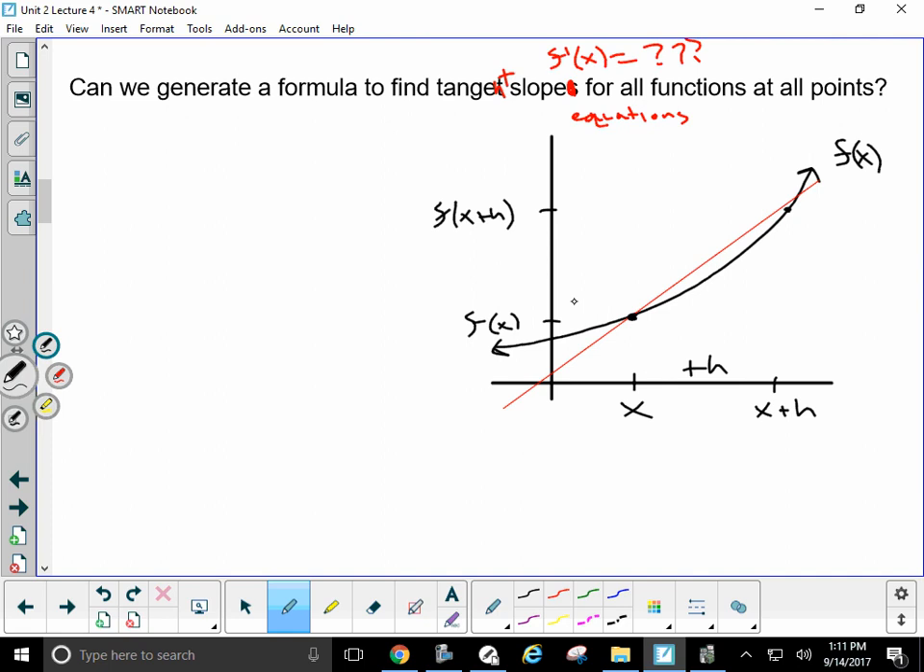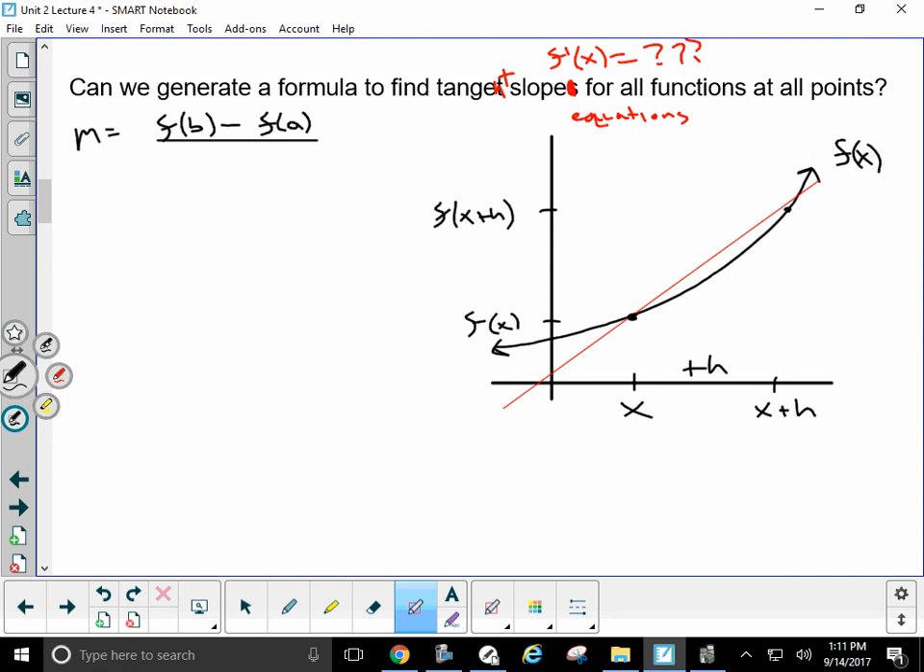Okay, now I'm going to find the slope of this red line to start. Now, let's recall our slope formula. We're just talking about slopes here. So let's use the slope formula. There's nothing new. Nothing fancy. Slope formula.